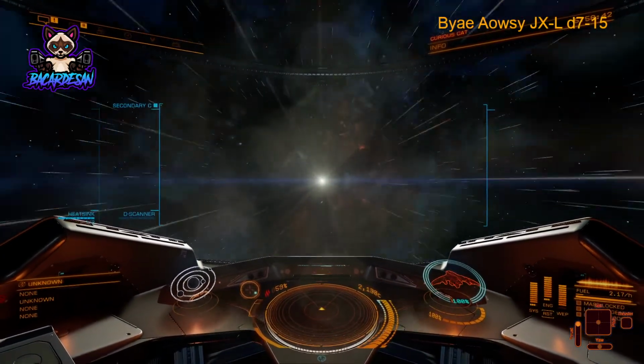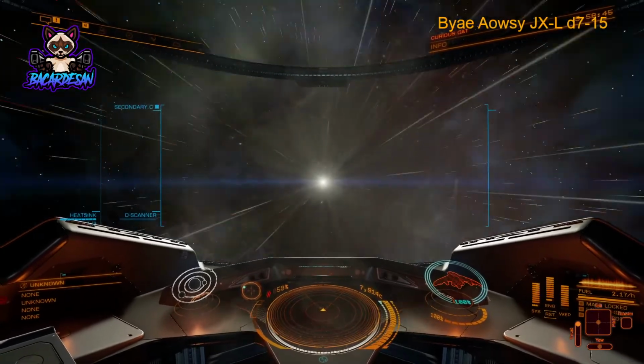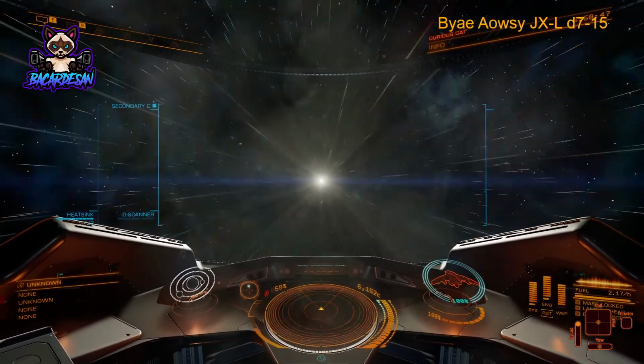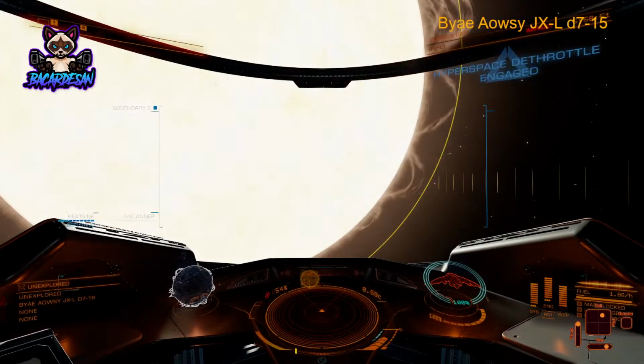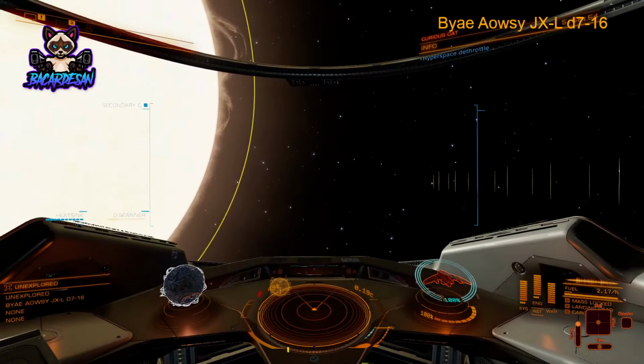Stars like diamonds in the night. It tells me the star's been done, but it doesn't have any idea of how many planets. So, let's find out. Scan starting.